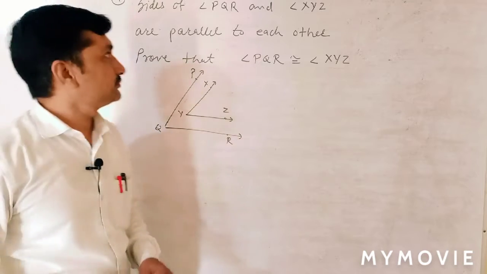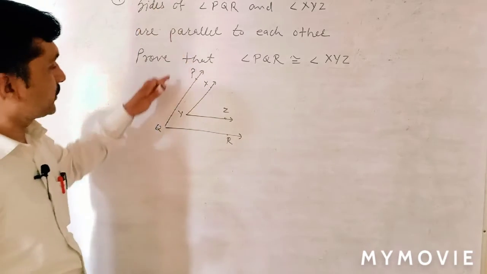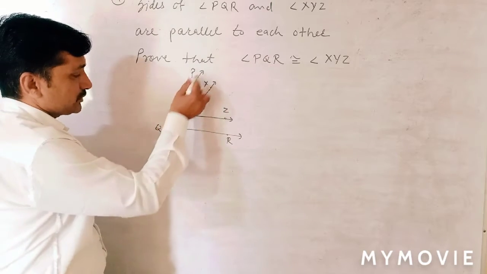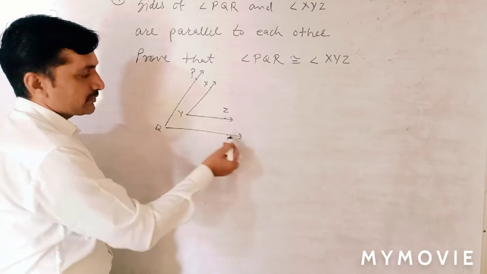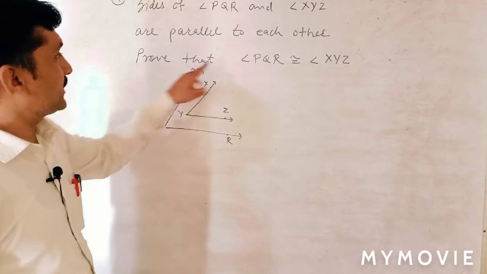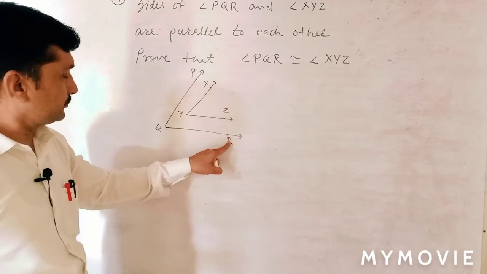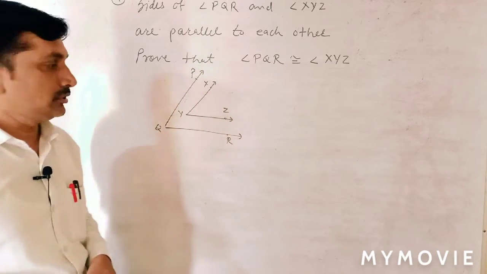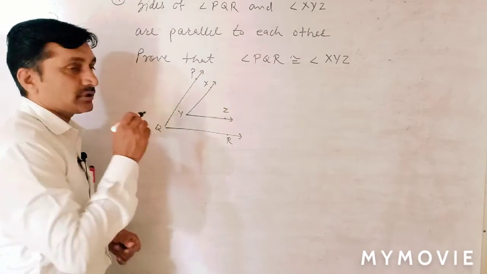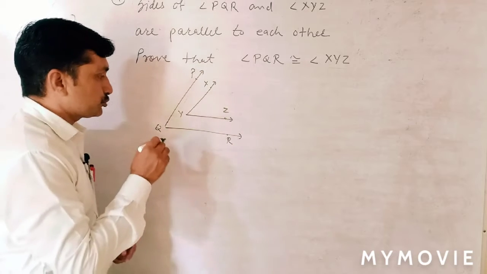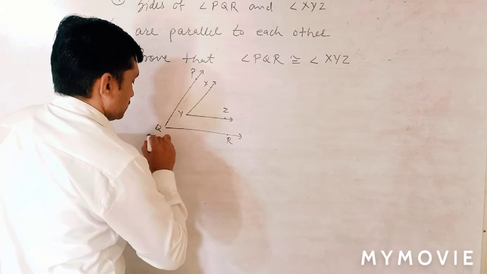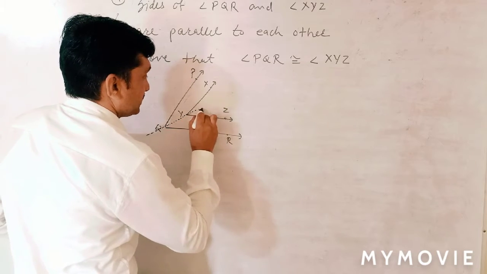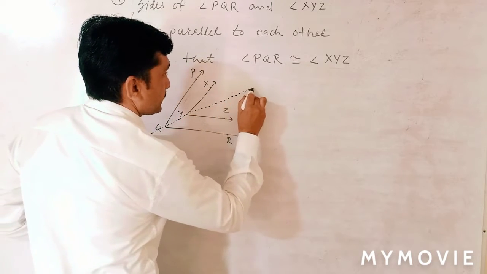Question number 4. Sides of angle PQR and angle XYZ are parallel. Means here XY is parallel to PQ, YZ is parallel to QR. Prove that the angle PQR, outer angle, is congruent to angle XYZ. We have to prove it, but for that, we have to construct one thing. We have to draw one ray or one line as a transversal.